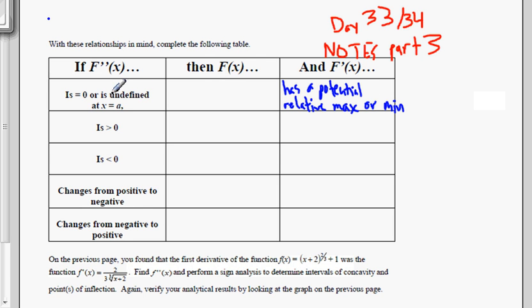Okay, so if the second derivative is 0 or undefined at x equals a, then I know the first derivative has a potential relative max or min. And again, if I have a max or min, what's the derivative of that? The derivative is 0, or it could be undefined when we're talking about a cusp or a corner. So that's just going back one derivative. Now when I know my first derivative has a potential max or min, then the original function is going to have a potential point of inflection.